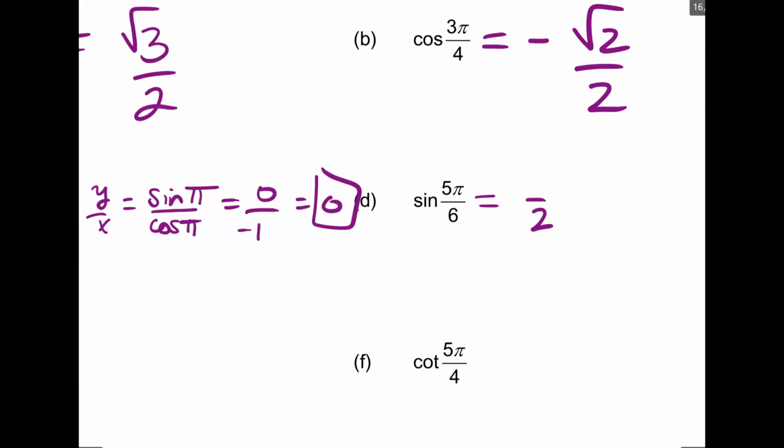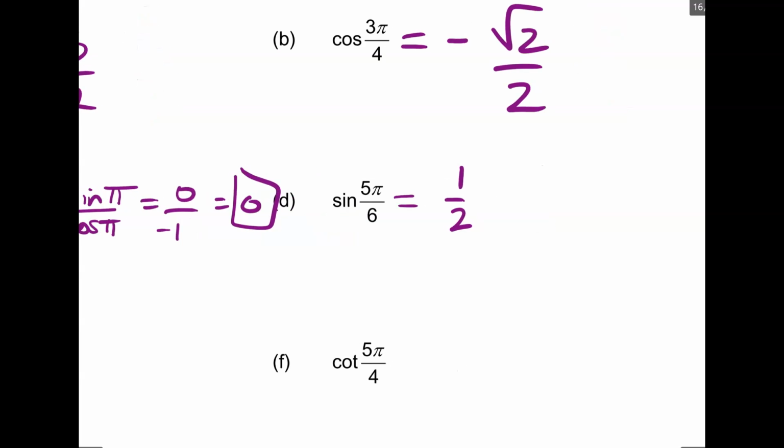So Shani, how did you figure this one out? Well, you said it's like 30 degrees, right? Mm-hmm. So that one's on the 30 degree triangle, and I remember it was root 3 over 2 comma 1 half, and then I remember sine is y.